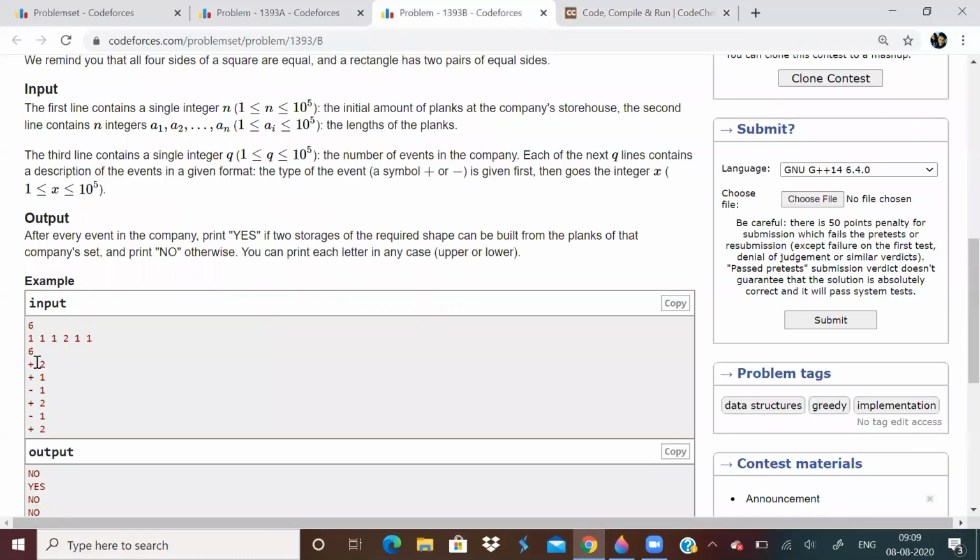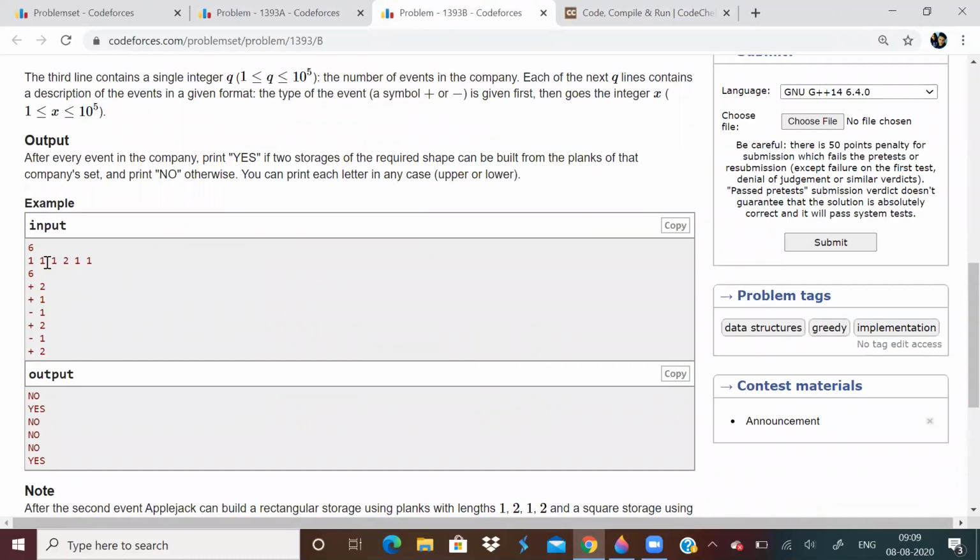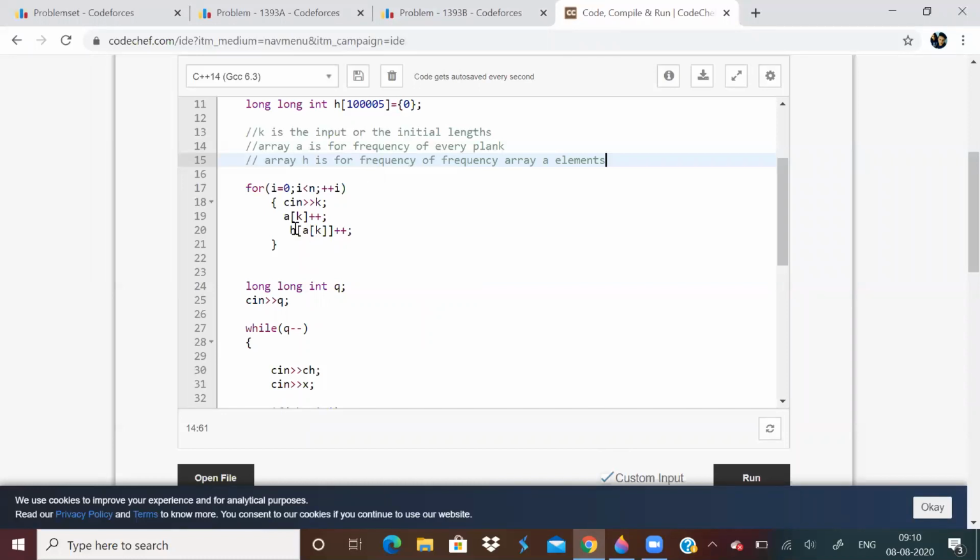So for example, here, initially my array A for element 1, it will store 5. Okay, for element 1, it will store 5. But what will array H store? Array H will store that there is an element having frequency 5, so it will store 1 in that place. I hope you're understanding. This is for frequency of these elements.